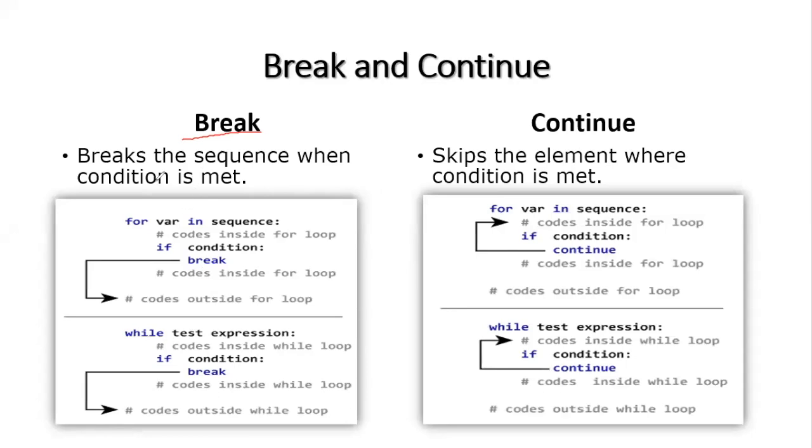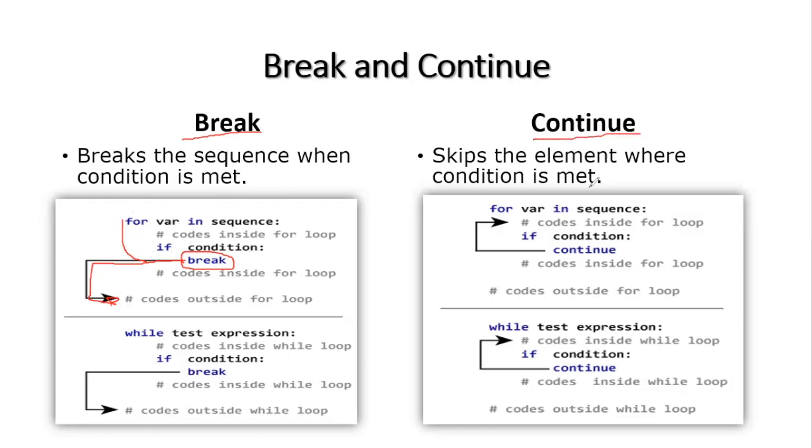So whenever we find the break statement in a loop, what it does is it breaks the sequence once the condition is met. So once it is inside the loop and we encounter the break statement, obviously after the condition has been met, the loop breaks down to the outside of the loop.